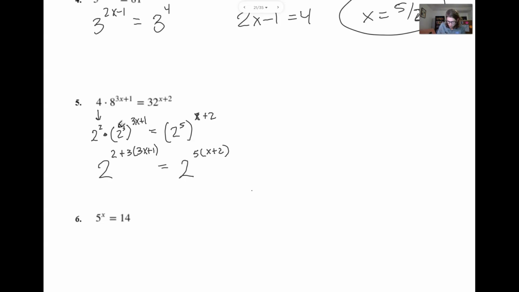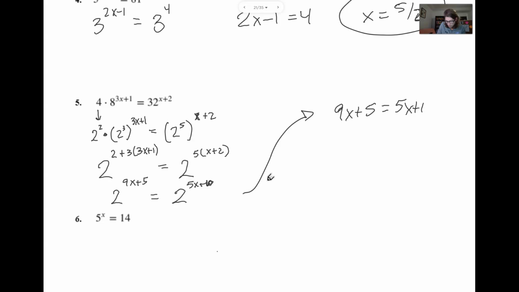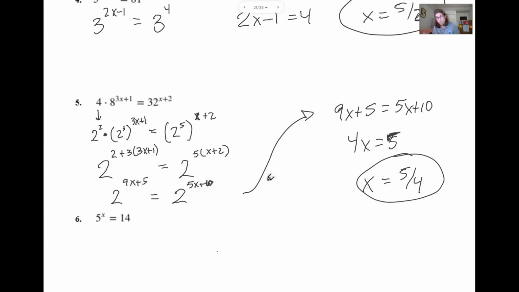See our common bases? I'm actually going to write one more step. This is 2 to the power 9x plus 5. And this is 2 to the power 5x plus 10. So we got same bases. So we get to go over to 9x plus 5 equals 5x plus 10. We get 4x equals 5. So x equals 5/4. That is certainly a weird looking 5 up there. My bad. So we haven't gotten to anything that we're not familiar with.